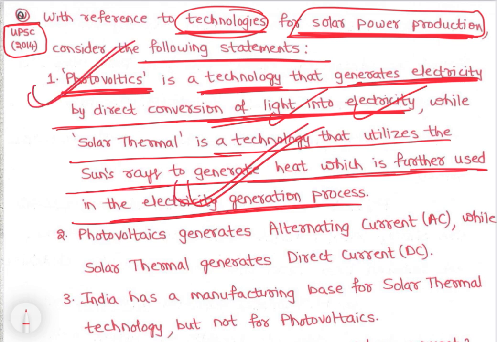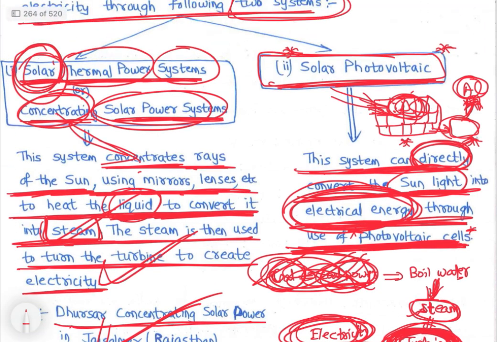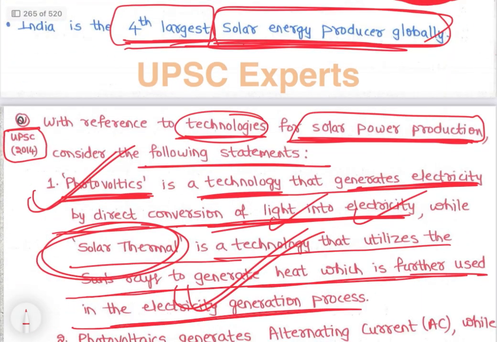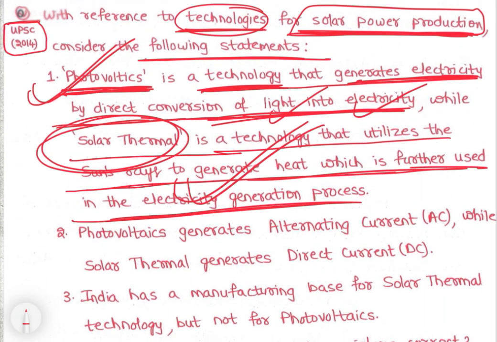That's what we studied, right? So solar thermal, this one, right? Solar thermal power systems. So, photovoltaics is a technology that generates electricity by direct conversion of light into electricity, right?